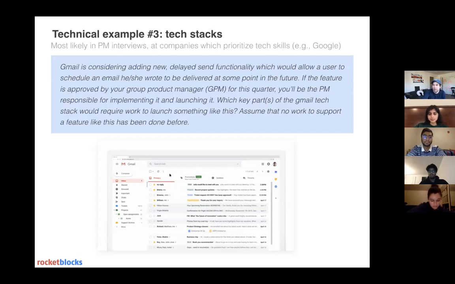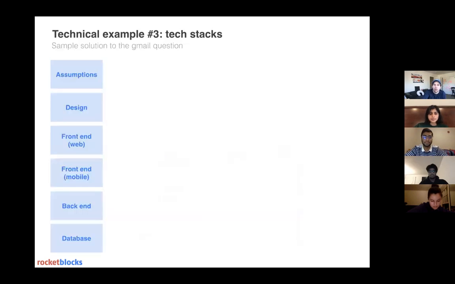Okay. Where did my mouse go? Oh, that's why.